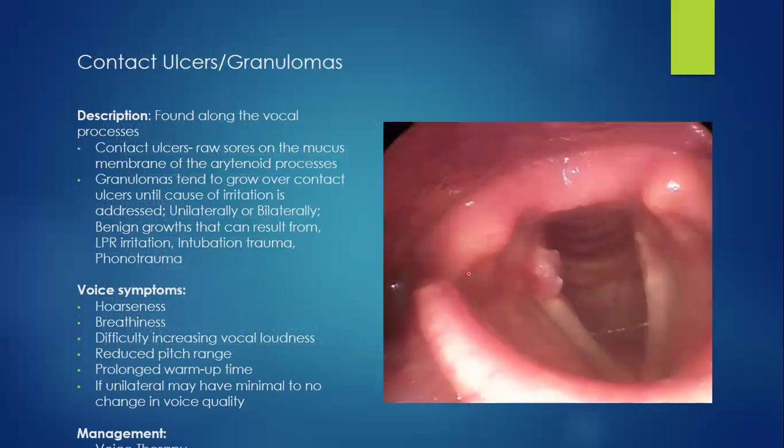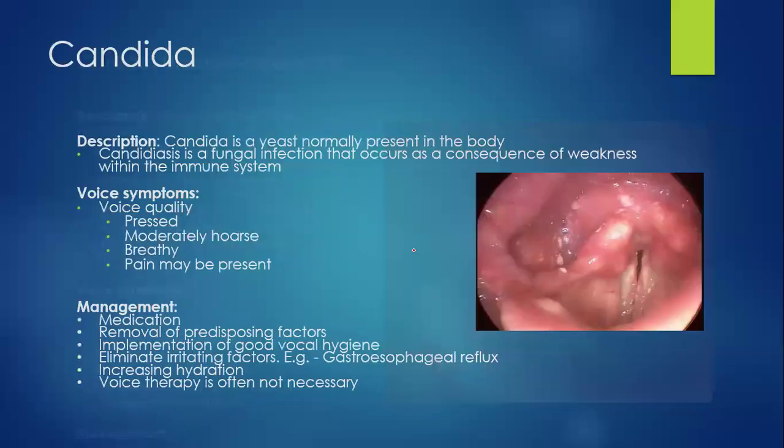And then there are granulomas, and granulomas usually grow over contact ulcers. So when a person has contact ulcers, usually in the back, so on the arytenoid processes, granulomas tend to grow over those contact ulcers. And usually they could be bilateral or unilateral. And voice symptoms include hoarseness, breathiness, difficulty increasing vocal loudness, prolonged warm-up time, and voice therapy. So there are so many different types of treatments, but vocal hygiene treatment is important.